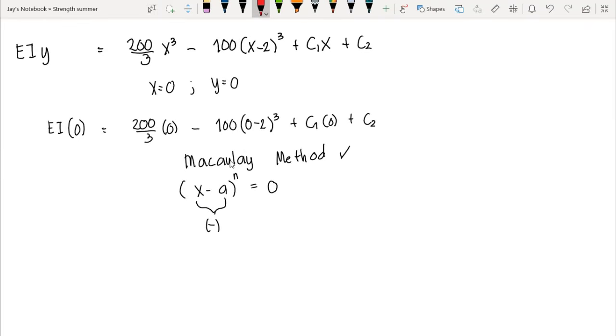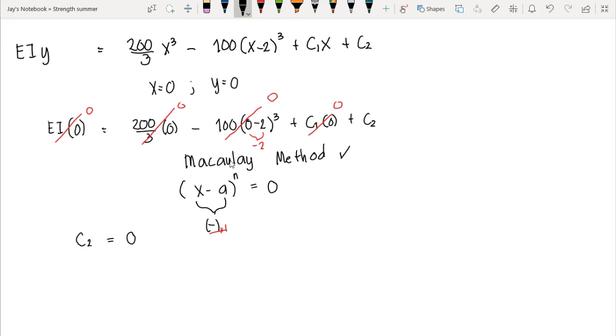So therefore, since this one is 0, now we have inside the bracket here 0 minus 2, this is negative 2. Again, this is a negative value, this is less than 0. So therefore, we can automatically say that this is equal to 0. Okay? And this one is 0, so therefore, our value of C2 here is equal to 0.